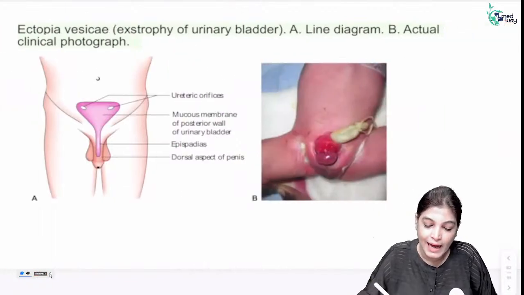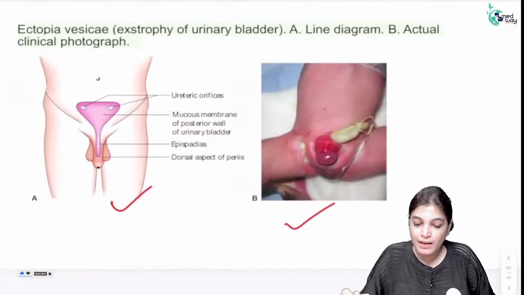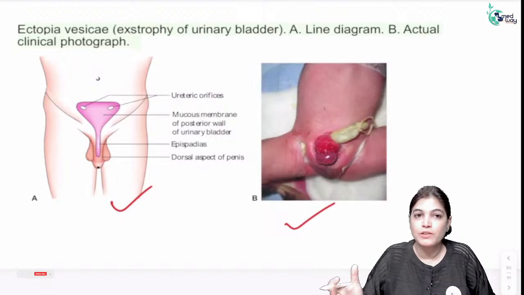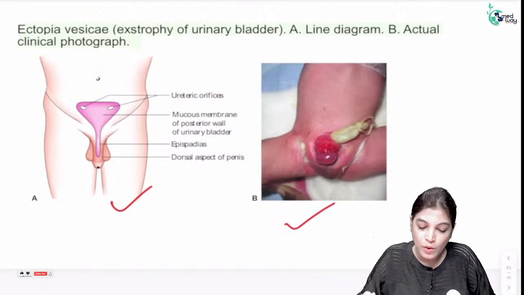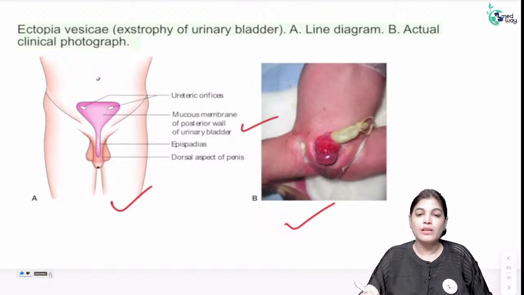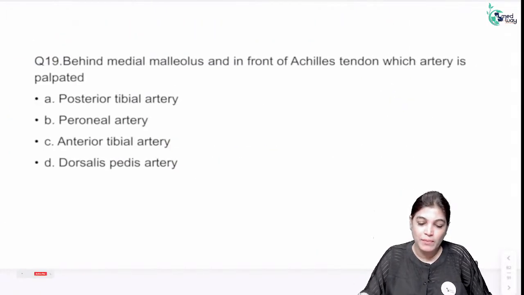Now this is a line diagram, and this is the same kind of diagram which was given in the question, the clinical picture, which is showing you that the mucosa of the posterior urinary bladder is exposed. So definitely this is a condition of exstrophy of bladder.